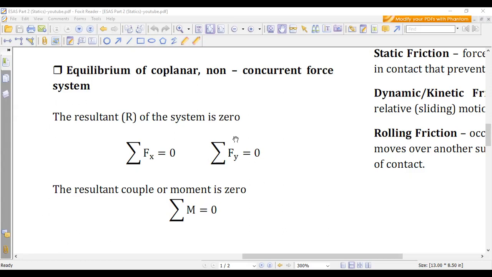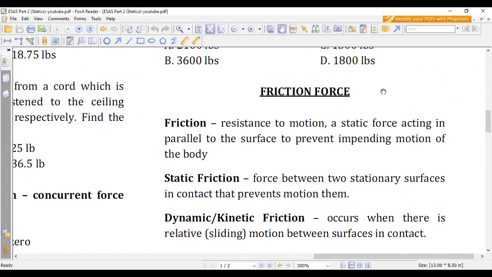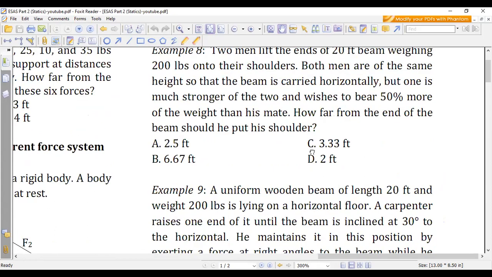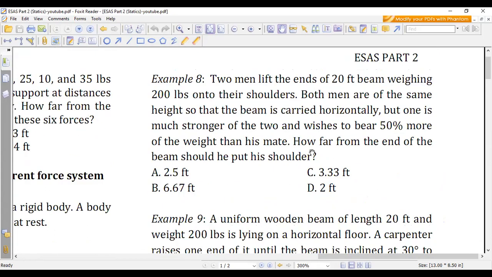So we just use the following conditions, as stated a while ago, to analyze the concept of coplanar non-concurrent force system under equilibrium. So again, the summation of the forces is equal to zero, and the summation of the moment in the system must also be zero. Okay, and then we have here three problems. So for the topic, we will proceed right away.